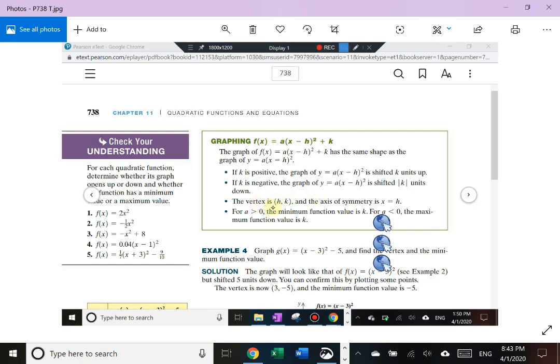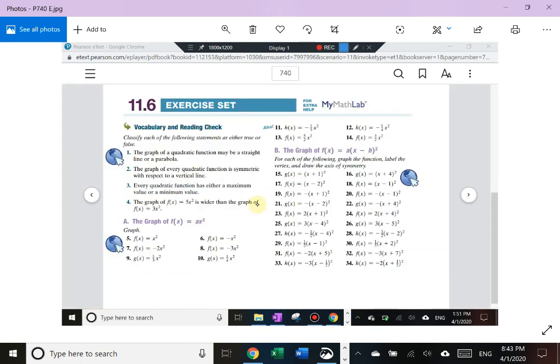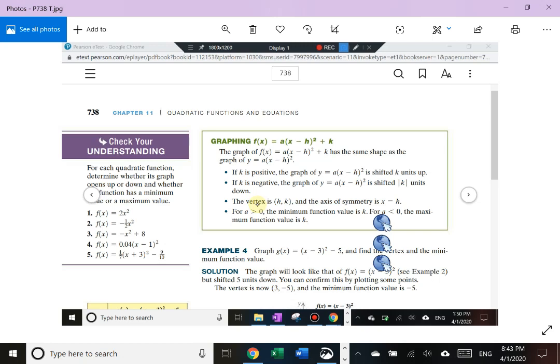Now the vertex is going to be at (h, k). The axis of symmetry will be at x equals h. And if a is positive, the parabola opens upward. Otherwise, if it's negative, the parabola opens downward. Now here they mentioned that if a is positive, then the minimum is at k. And I can again show you these in the examples and clarify these for you. So I guess the next step is to actually take a look at the page of exercises, and I'll do some of these exercises for you in just a moment.